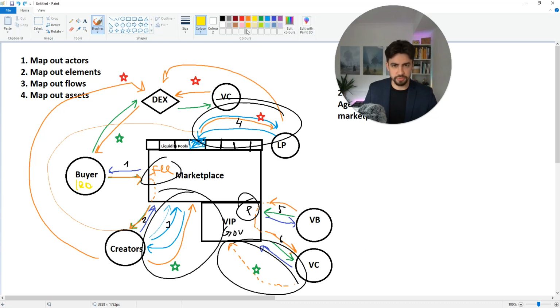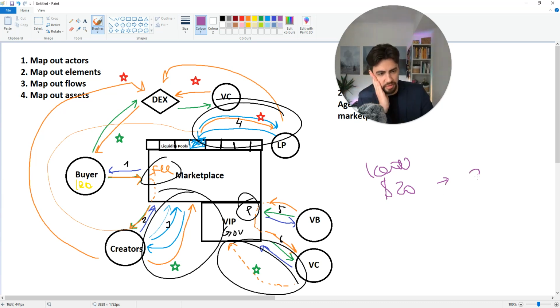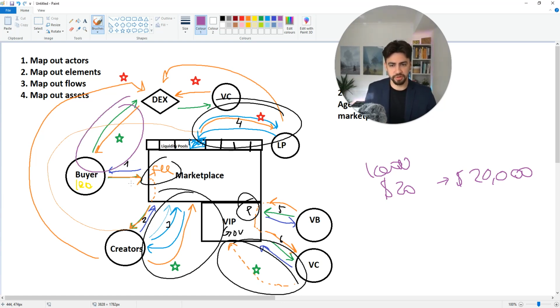Let me use something that's not yellow. Let's go with purple. They'll be paying $20 per agent, right? And there's 1,000 of them, so let's say that's per month. So that means that per month we have $20,000. Now, because they're paying for the agents in tokens, that means $20,000 is going to be applied for this token sink. That means there's going to be $20,000 worth of buy pressure coming from here.